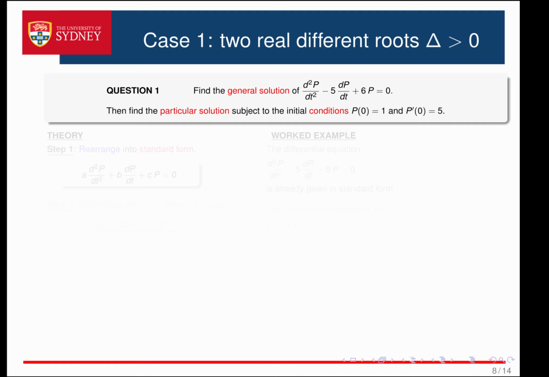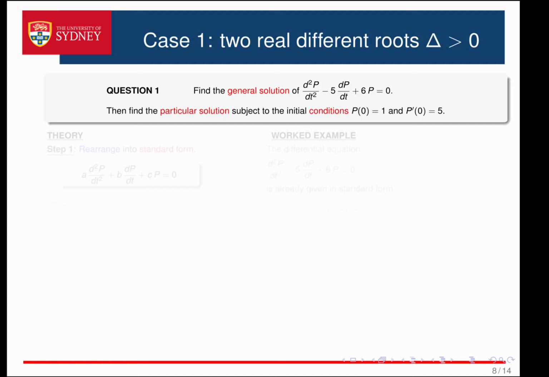In the first stage, we will find the general solution to the differential equation. That is, we will find the most general function p, which is a function of t, such that the second derivative of p minus 5 times the first derivative of p plus 6 times p is equal to 0 for all t. We do this in steps 1 to 5.